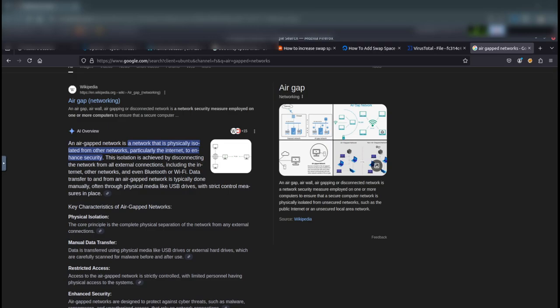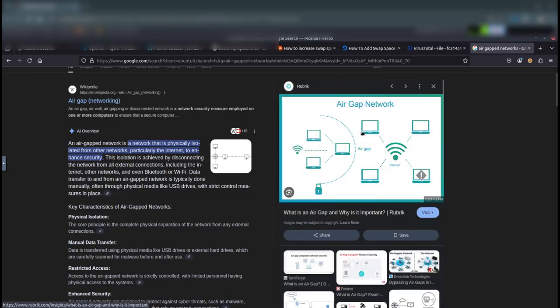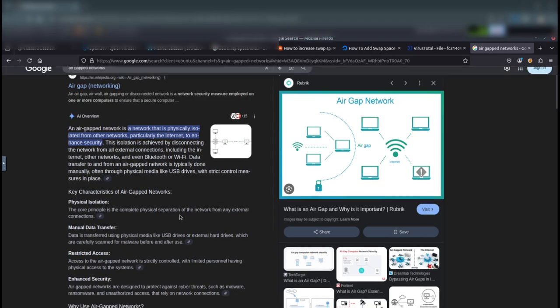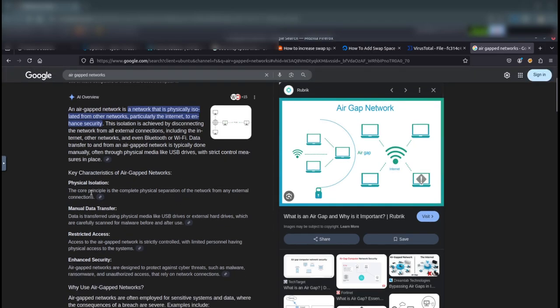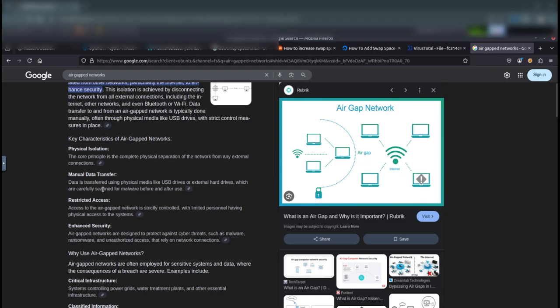We can see this picture. Here we have an air-gapped network. So this one is air-gapped from this. We have internet, and here we don't have internet. So isolation can be physical, with manual data transfer, so you need DVD or some kind of USB drives, external drives, to move the data.